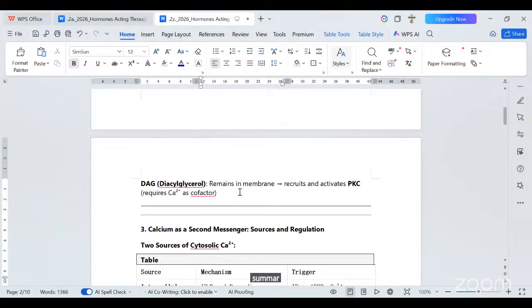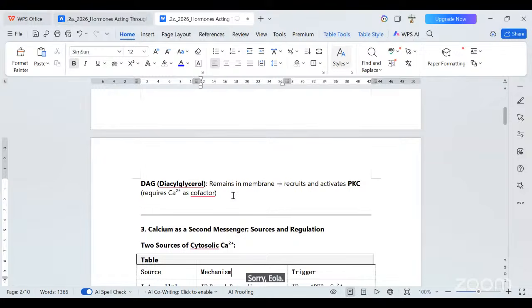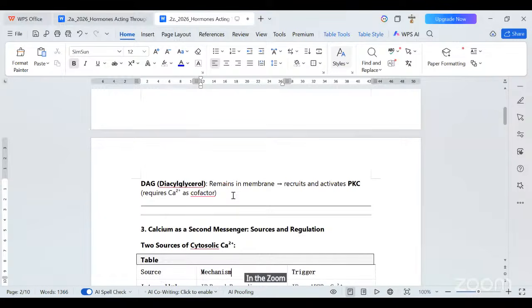I had a question. Yes, I knew I had a question before Iyoluwa asked. Sorry, Iyoluwa. Now, my question is, what is a cofactor? We said calcium acts as a cofactor. In the Zoom chat, I'll just give us one minute for this exercise. Let me know what you think a cofactor is in the Zoom chat.